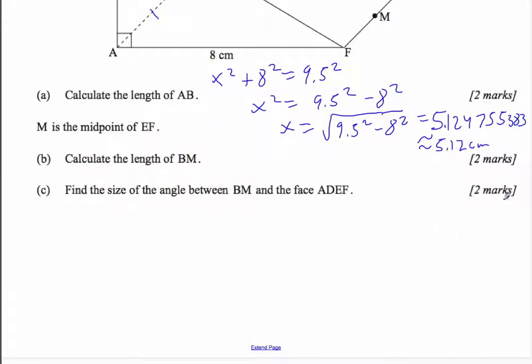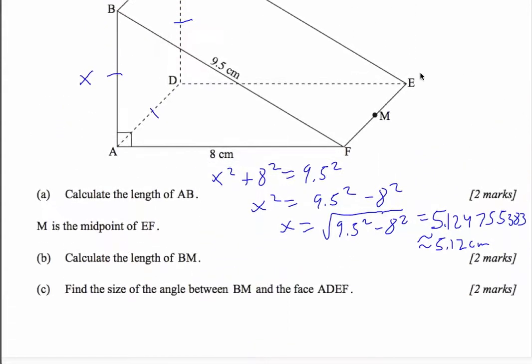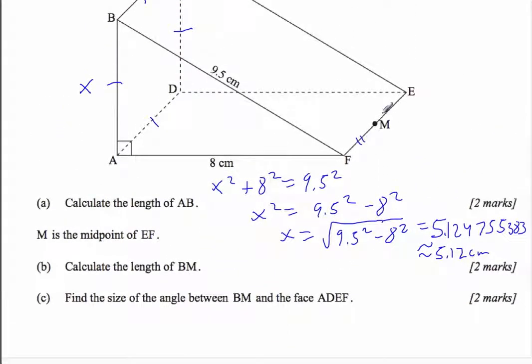Alright, next. M is the midpoint of EF. So let's write that in there. These two segments are equal, and maybe they'll come into play. Calculate the length of BM. BM is, let's try to draw a nice straight line, BM is right there. We've got to find that length.